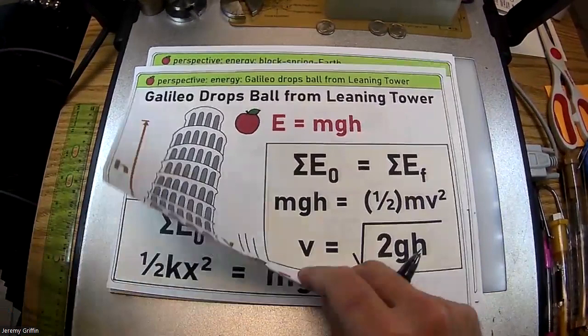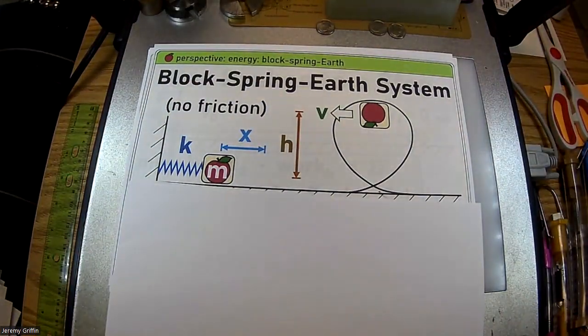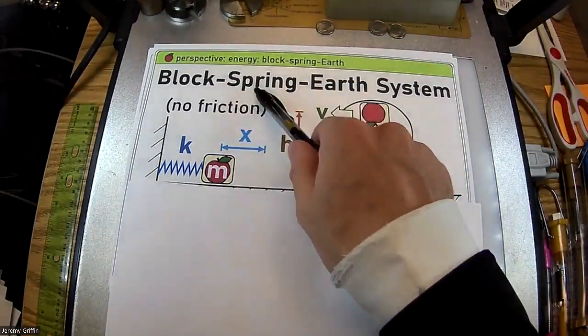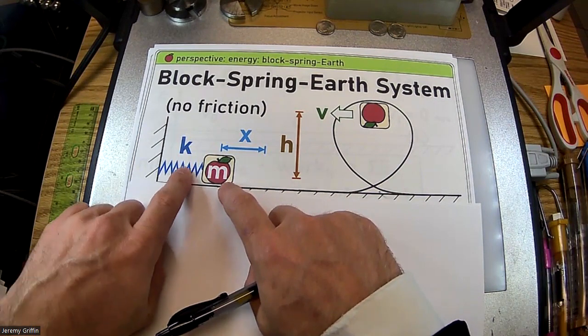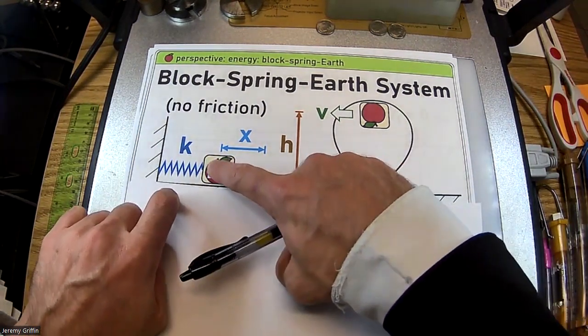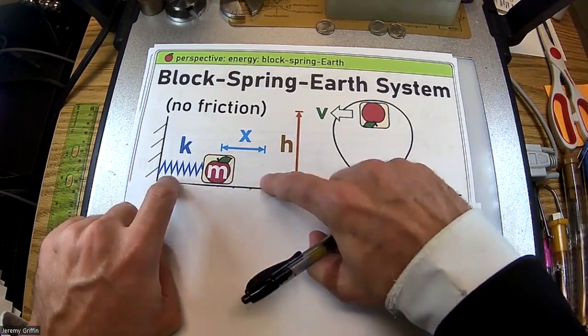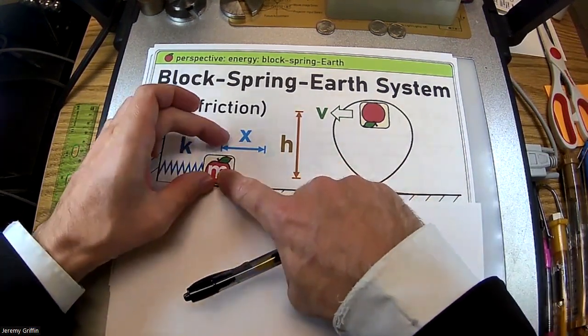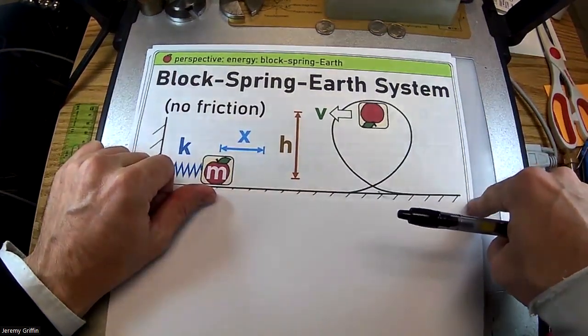Ooh, this next one's pretty fun. So I've defined the system here. This is going to be the block-spring-Earth system. Here's the scenario. I've got this block that has some mass. I'm going to smash it against a spring. The spring has this stiffness k. I smashed it, this displacement x. Now it's spring loaded. You guys see it? And let it go. It's going to fly around that loop.